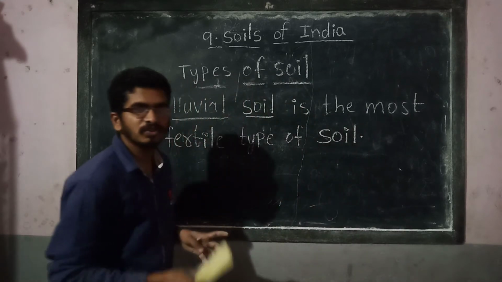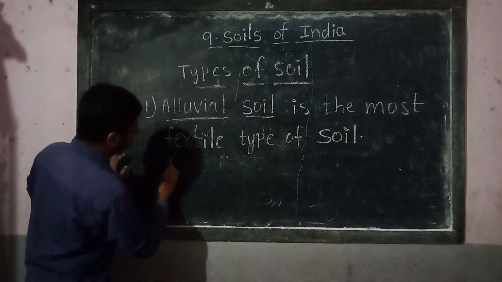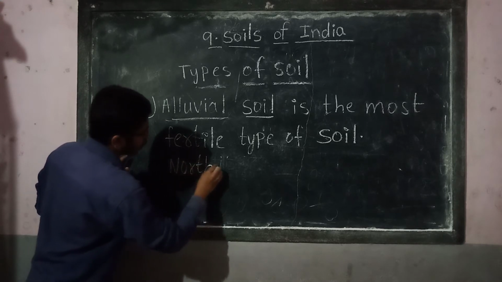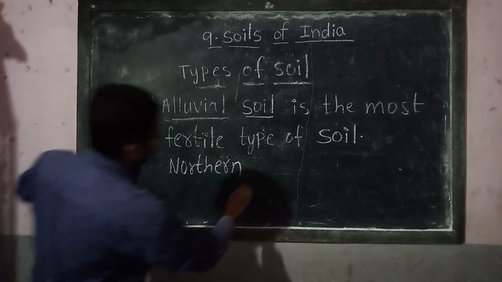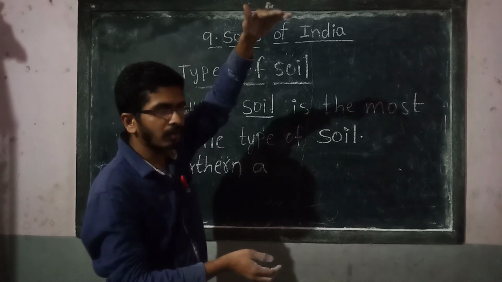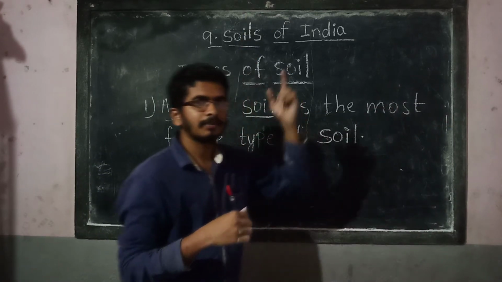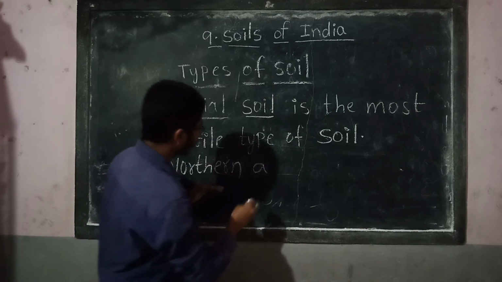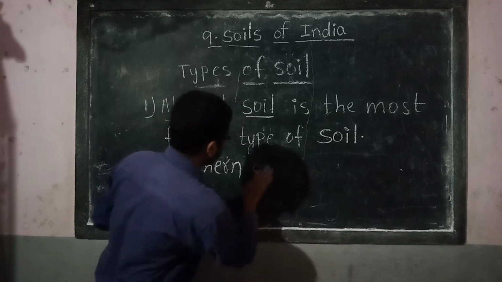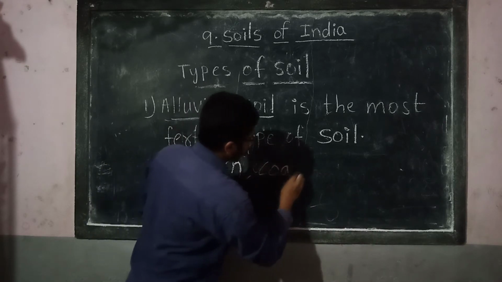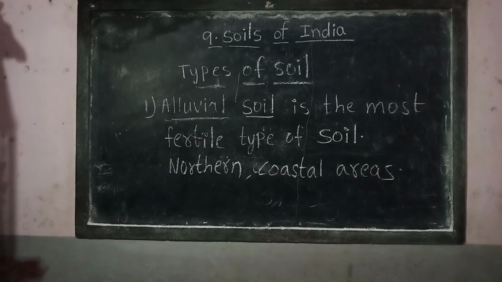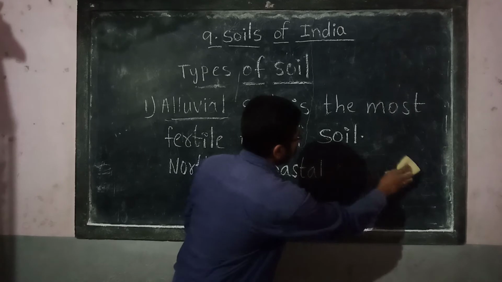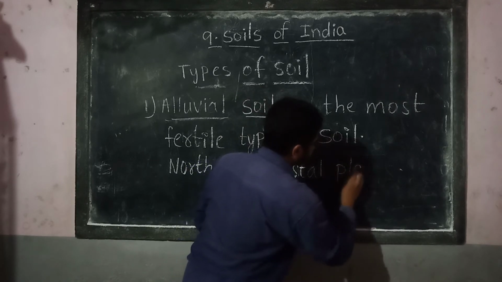So now where is this soil formed? It is found mostly in the northern parts. It is formed in the northern and the coastal plains. Northern, you know, north, south, east and west. Upside is the north one, downside south one. So it is found in the northern areas and coastal plains.